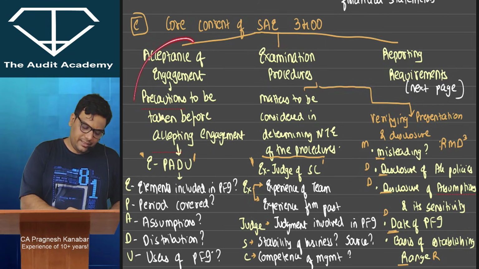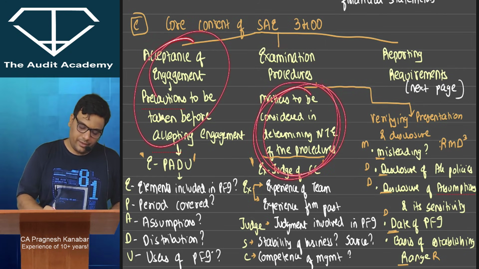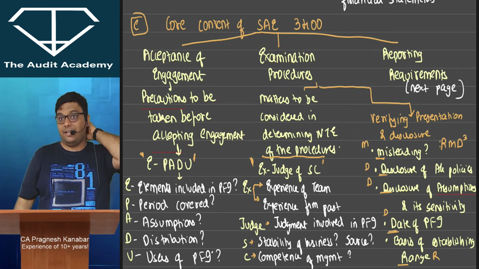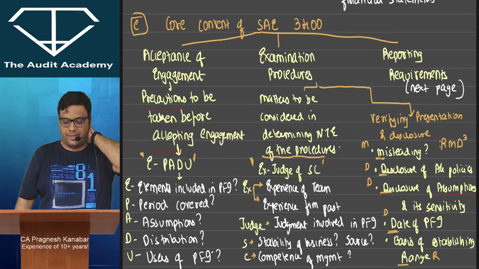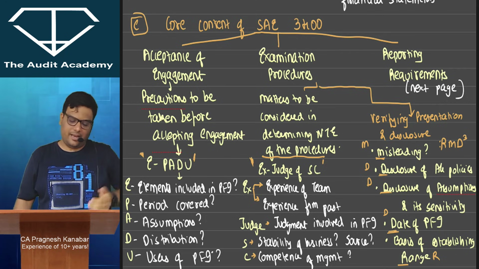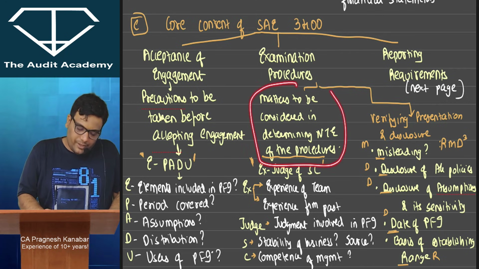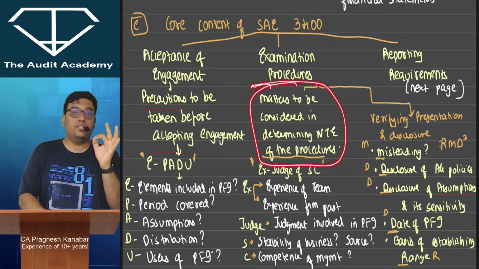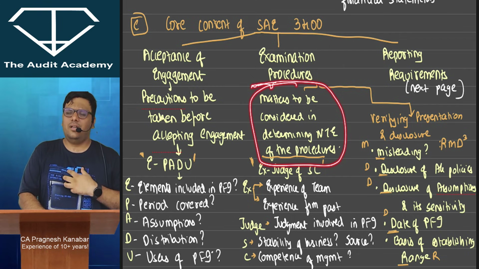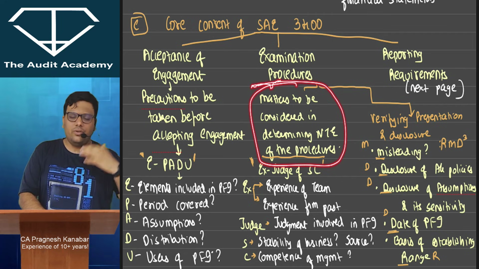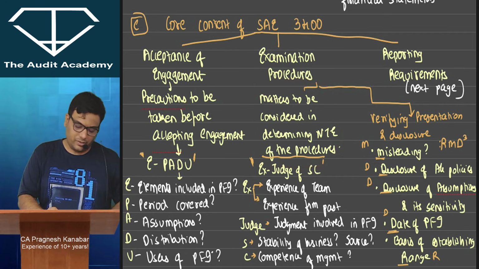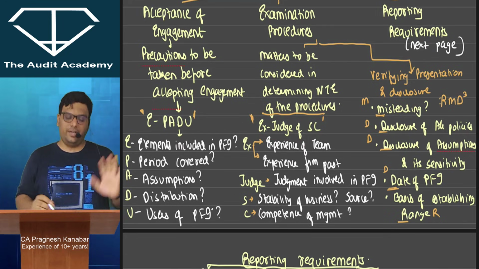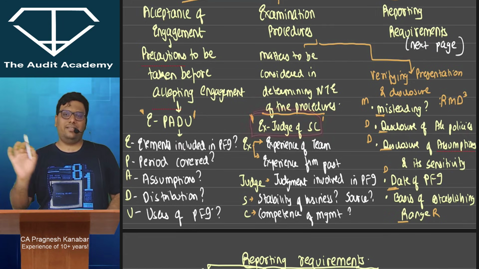Now what I have seen is that this particular point has been repeatedly asked in exams, even during the May 19 attempt. Till May 19 these standards were there, then from May 24 onwards, again they are applicable. So this particular point: matters to be considered in determining the nature, timing and extent of the procedures. Now as an auditor, you have accepted the engagement. Now you are going to decide what you want to verify. Then what are the matters to be considered? There are lots of matters that they have given, but I need a 4 or 5 point answer.